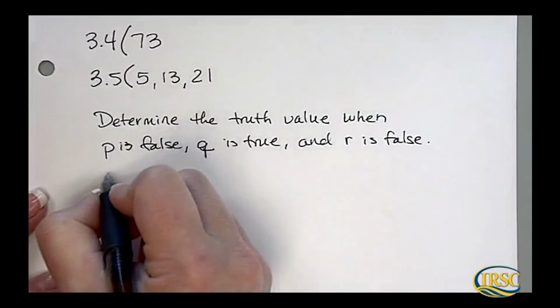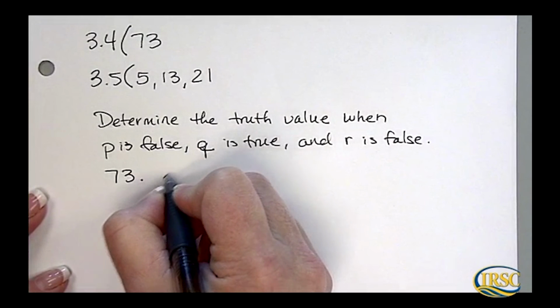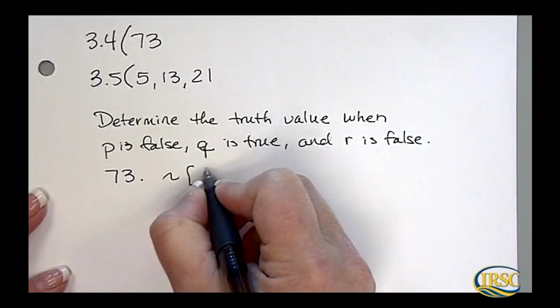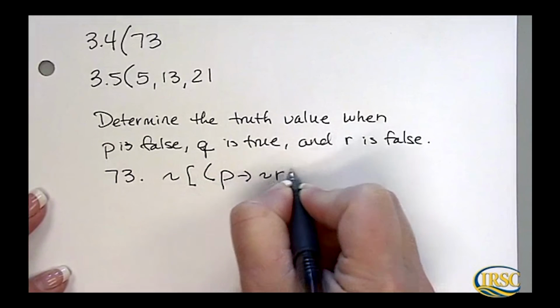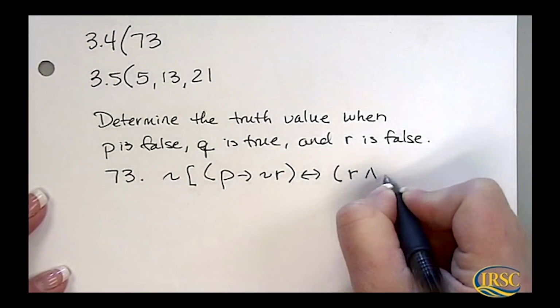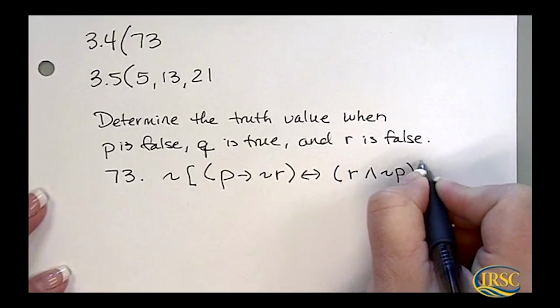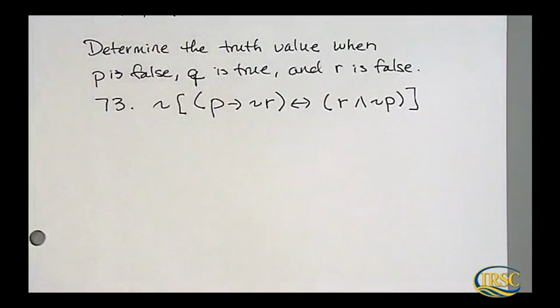Okay, starting with number 73 in 3-4. So we have not, outside bracket, parentheses, if P then not R, if and only if, R and not P, close parentheses, close bracket. They already tell you what the P, Q, and R truth values are, so you don't have to make a truth table for this.